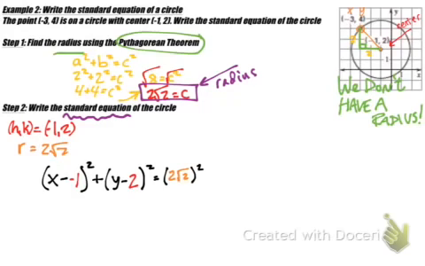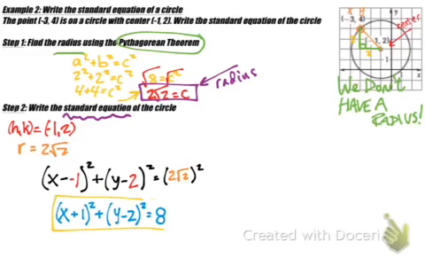So notice that our standard equation always has an x minus or y minus, and we substitute in our exact values. Look what happens when we simplify the expression inside the parentheses for our first binomial. The two negatives together make a positive, so we have x plus 1 quantity squared plus y minus 2 quantity squared, and then finally if we were to square 2 root 2, we'd get 8. This is our standard equation of our circle.